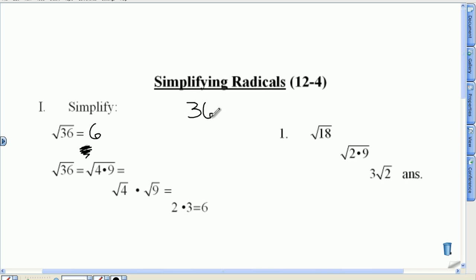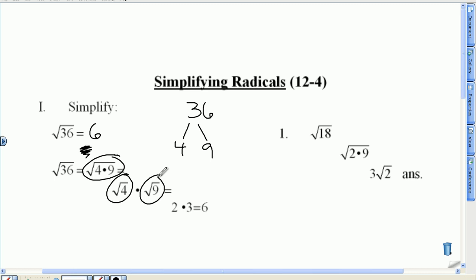We're going to take 36 and look for perfect squares in the 36. Now 36 has a 4 that goes into it. 36 is 4 times 9 and 4 is a perfect square. We are allowed to rewrite the square root of 36 as the square root of 4 times 9. If we do order of operations, 4 times 9 is 36. It just turns back into the original problem. Now we are allowed to break that up. We can actually give the 4 and the 9 its own radical sign.